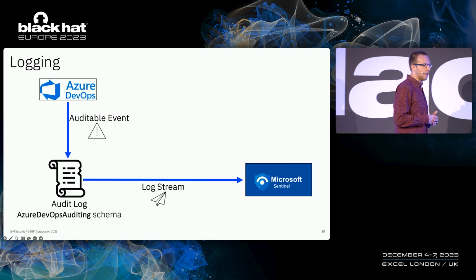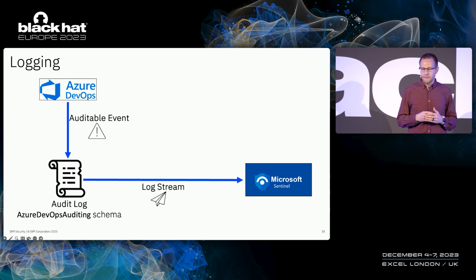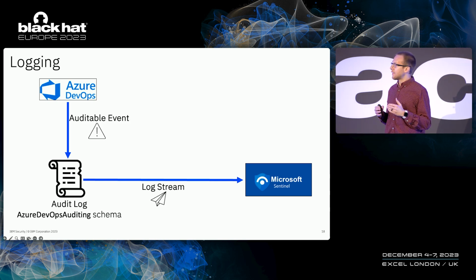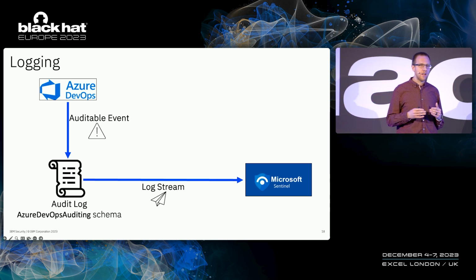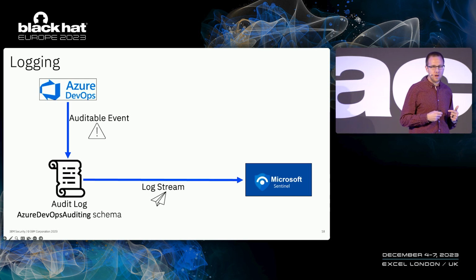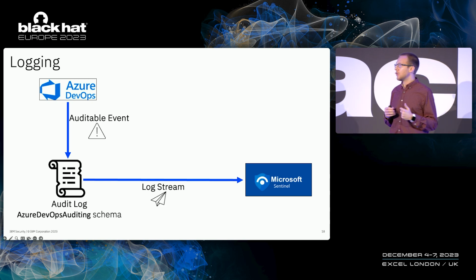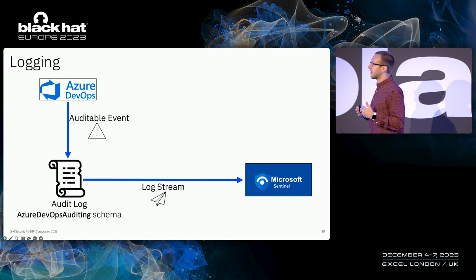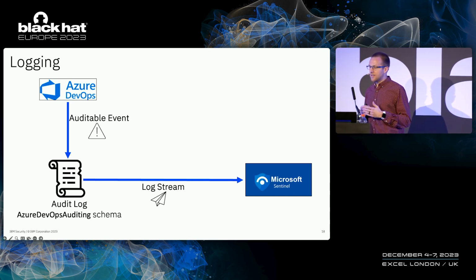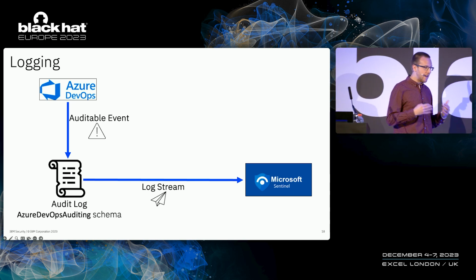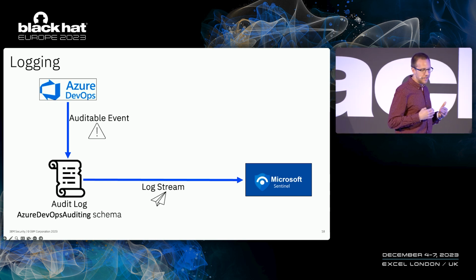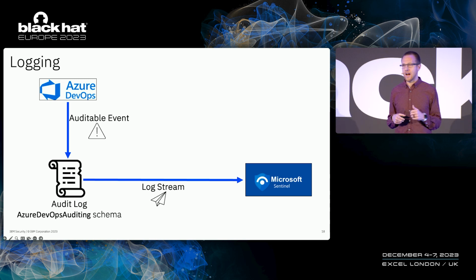In terms of logging, in Azure DevOps Services, if there is an auditable event, for example adding a user to a group, that is going to be logged within the audit log in the Azure DevOps auditing schema. From there, you can send those logs via an audit log stream to a SIEM such as Microsoft Sentinel. And one thing you're going to see in this research is that I did identify some room for improvement in terms of what is logged within the platform as it relates to the entire attacker lifecycle.